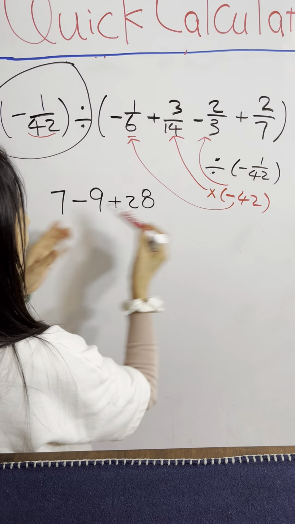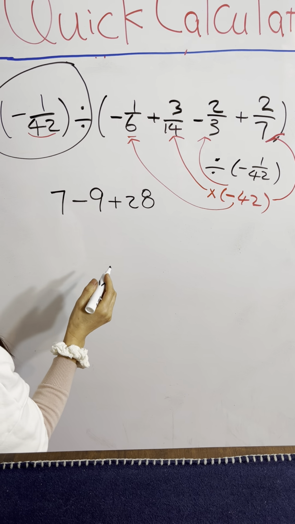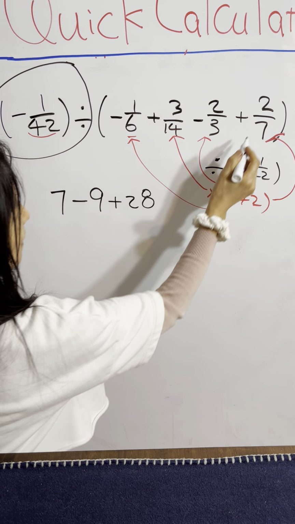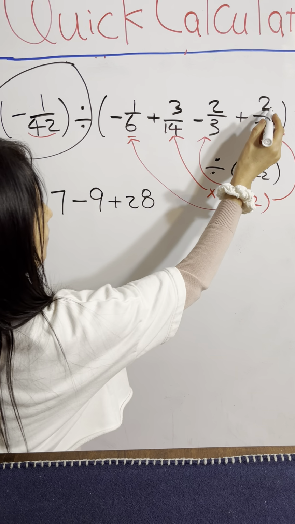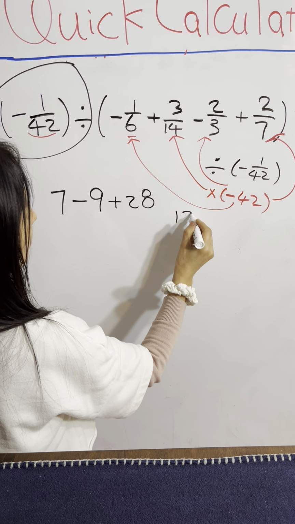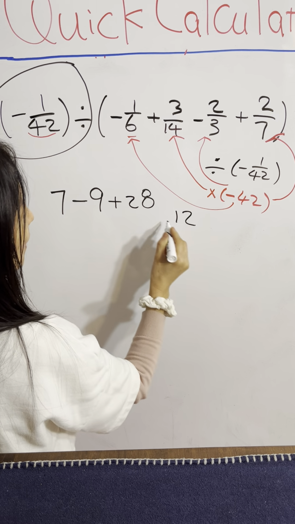Then finally I multiply -42 with the last term, 2/7. 7 goes to 42 6 times. 6 times 2, that's 12. What about the sign? Negative times positive, I get negative.